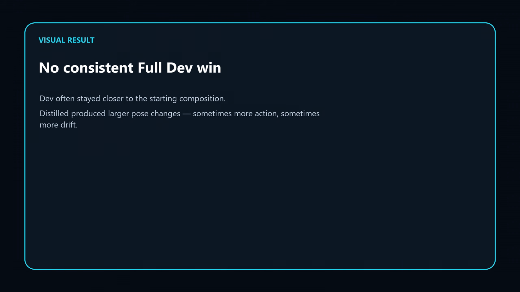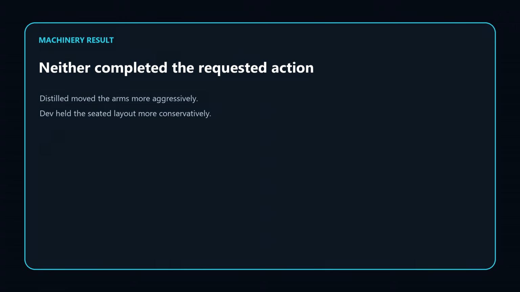In the wet street scene, neither path produced the requested cyclist crossing the road. Both stayed inside the vehicle reference. Their reflections and camera motion differed, but the core action failed in both versions.